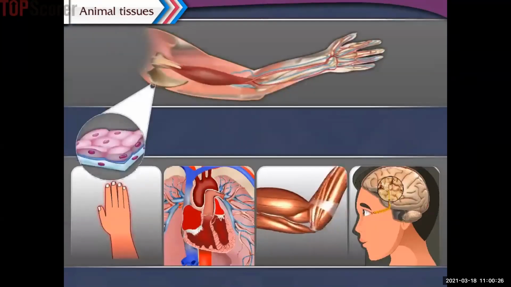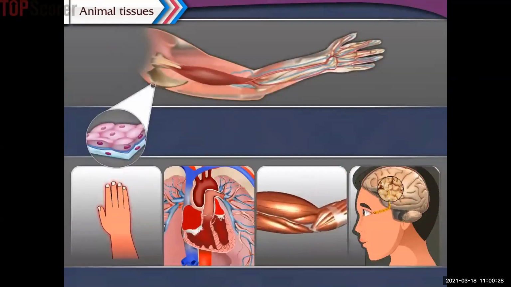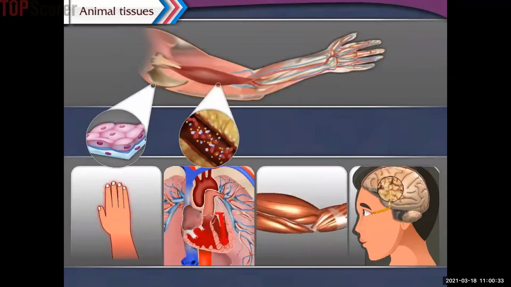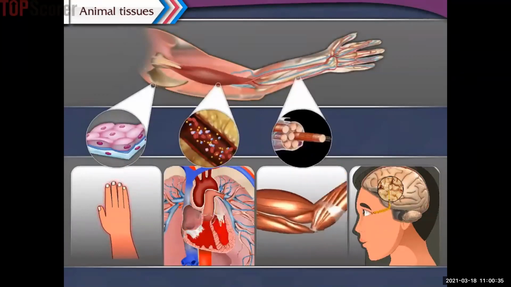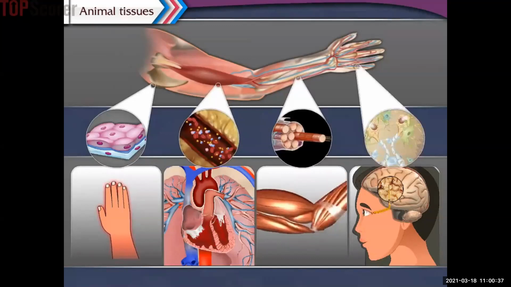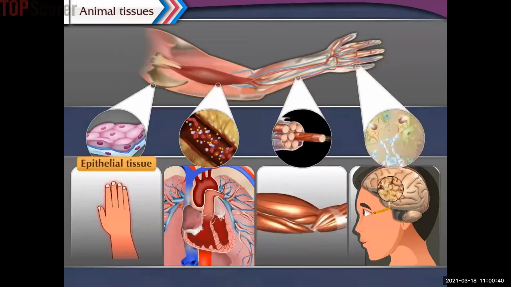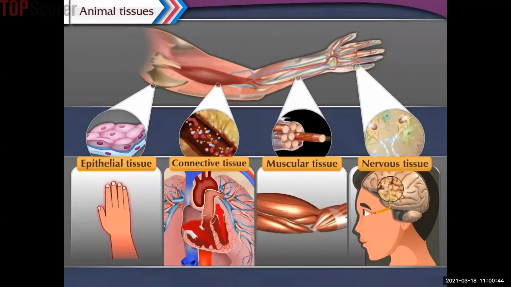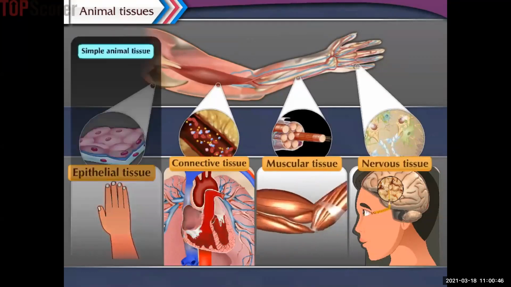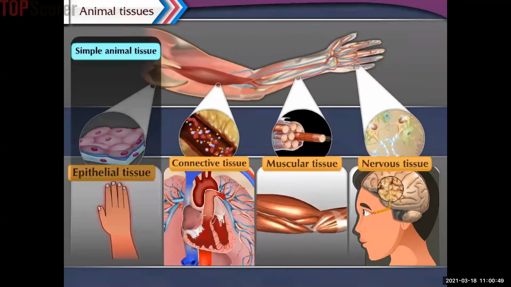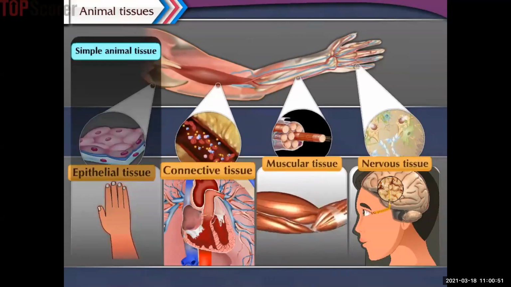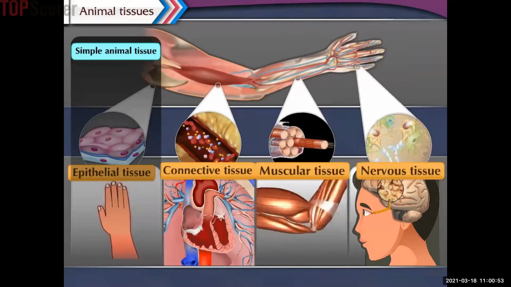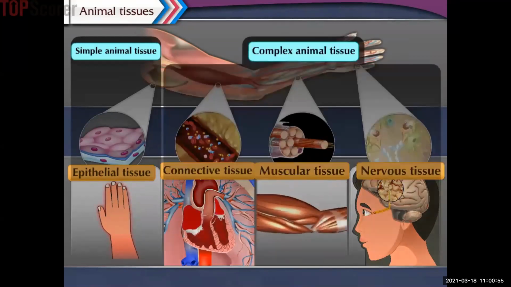On the basis of the functions they perform, tissues are classified into different types. The main types of animal tissues are epithelial tissue, connective tissue, muscular tissue, and nervous tissue. Of these, the epithelial tissue is a simple animal tissue, while the connective tissue, muscular tissue, and nervous tissue are complex tissues. Let us now understand about simple tissues.